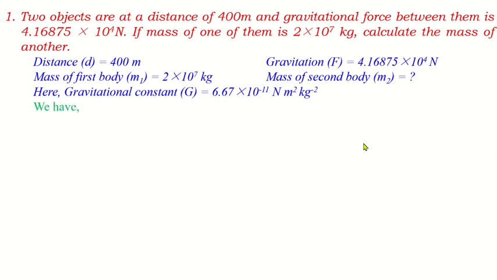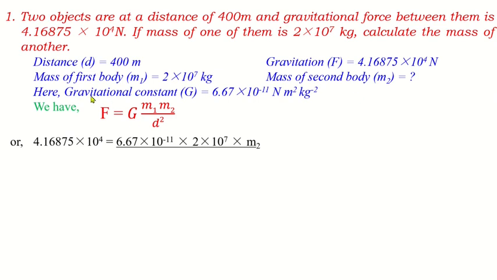So we can write, this is the equation which we are going to use. Now I want to put the value. In place of f, its value is given here, and in place of g, its value is written here, and this is m1 and m2 remains same, and the distance between them is 400, and that's why 400 is squared.